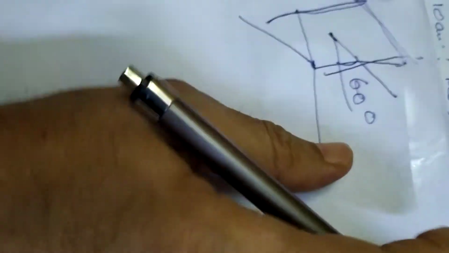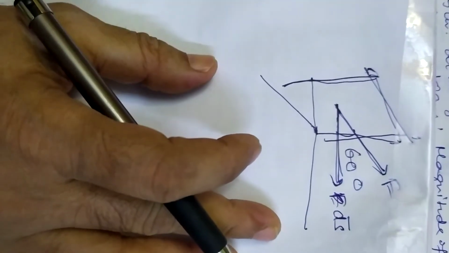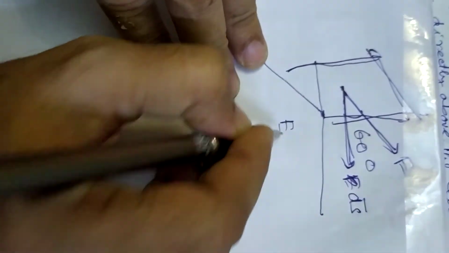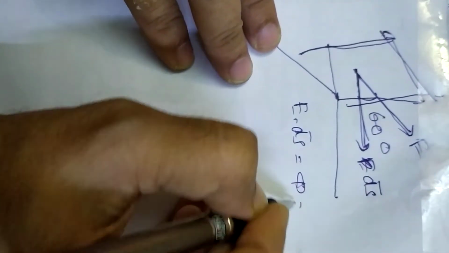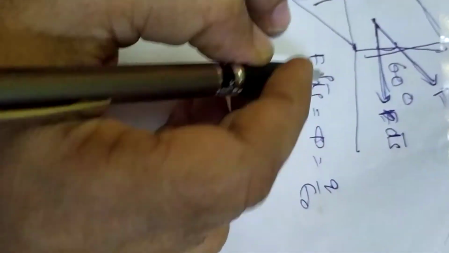Okay, 60 degrees, that is the angle between the electric field and the unit vector of the surface. This is the unit vector of the surface, ds, and this is the electric field E. So how will we do it? We'll be using Gauss's law once again. Gauss's law gives E dot ds, that is equal to phi, that is equal to q by epsilon.